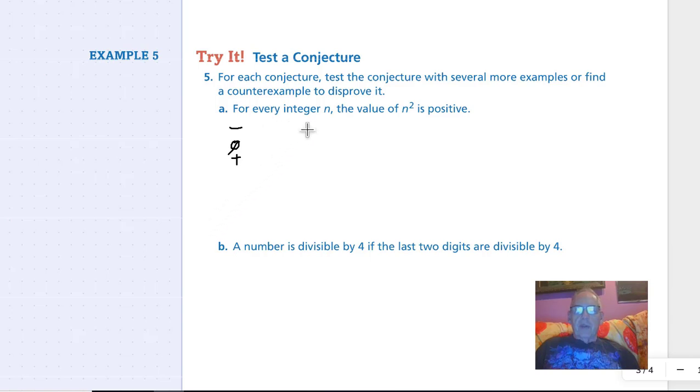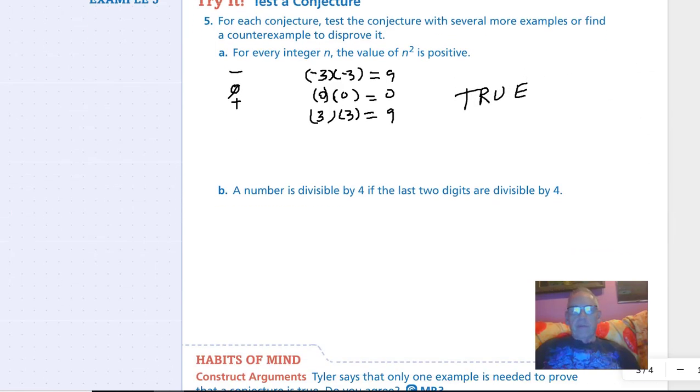So if we take 2 negative numbers, like say negative 3 times negative 3, that gives a positive 9. If you take 0, multiply 0 times 0, we get 0, which we assume is also positive. And if we take, say, a number like 3, which is a positive number, times another positive number, we get 9. So I can't find a counterexample where if you square an integer, you don't get a positive result. So I'm taking this conjecture to be true for part A.